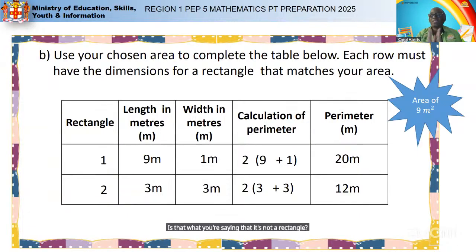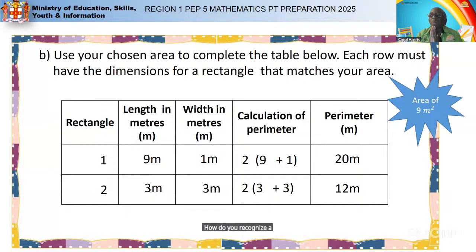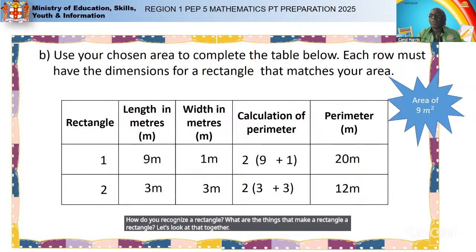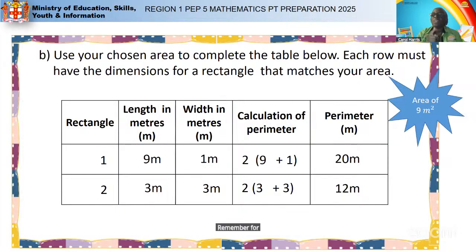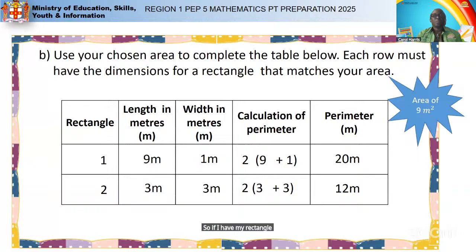If that's what you're saying, let us just look at that quickly. How do you recognize a rectangle? What are the things that make a rectangle a rectangle? Let's look at that together. Remember, for a quadrilateral to be a rectangle, it must have opposite sides parallel to each other, and that pair of opposite sides must also be equal in length. So if I have my rectangle, just quickly draw a rectangle for me, please, on screen, Mrs. Williams, and let us look at it together.